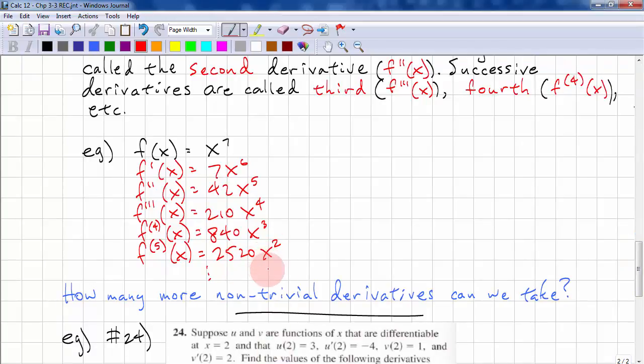Well, if we take the derivative one more time, it'll be x. It'll be a linear derivative. Take the derivative again, it'll be constant. So we can take 2 more. And if we take the derivative of the constant, it's going to be 0, and that's a trivial derivative.